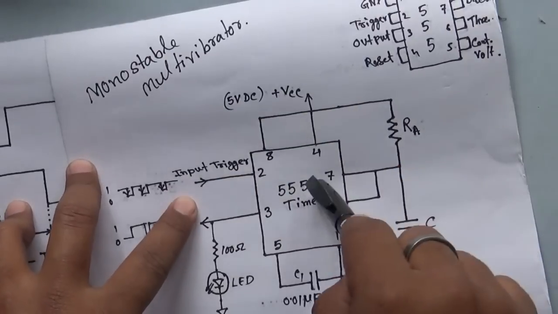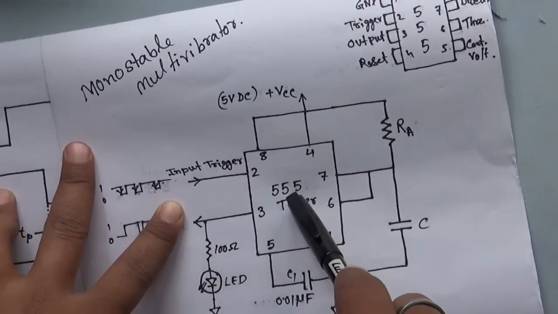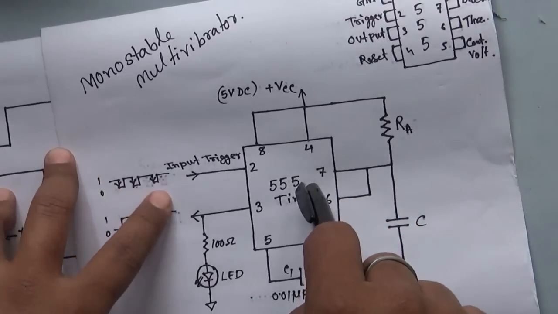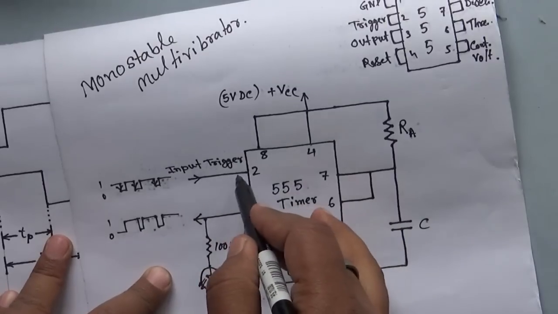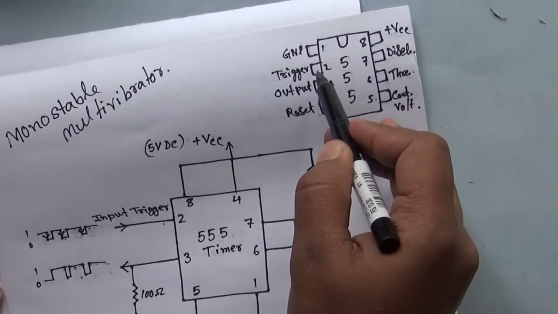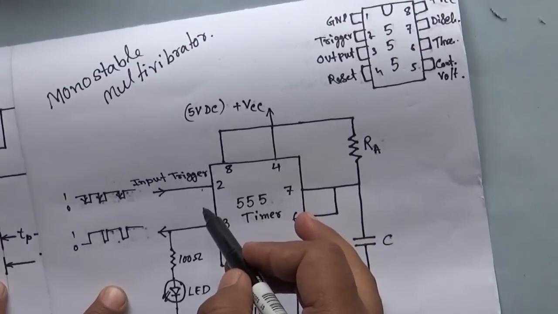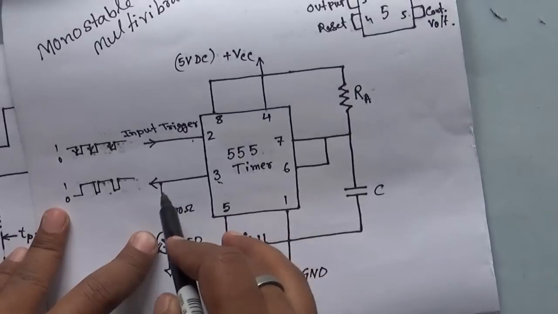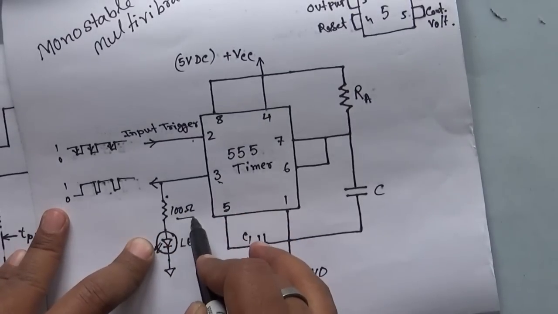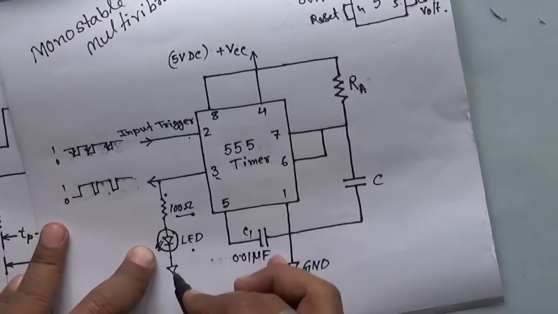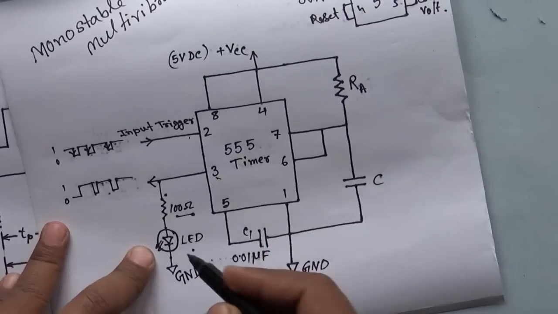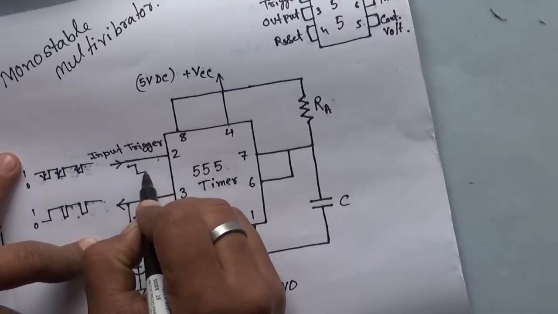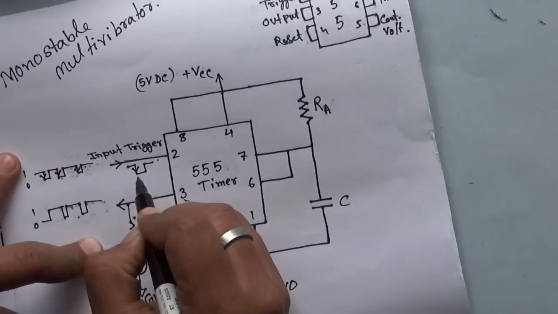In this configuration, it is slightly different from an astable multivibrator circuit because of its trigger input. Here you can see pin 2 is used for trigger input and pin 3 is for output and connected to an LED through a 100 ohm resistor, and the other part of the LED is directly connected to ground. For the 555 IC we observe a negative edge trigger.